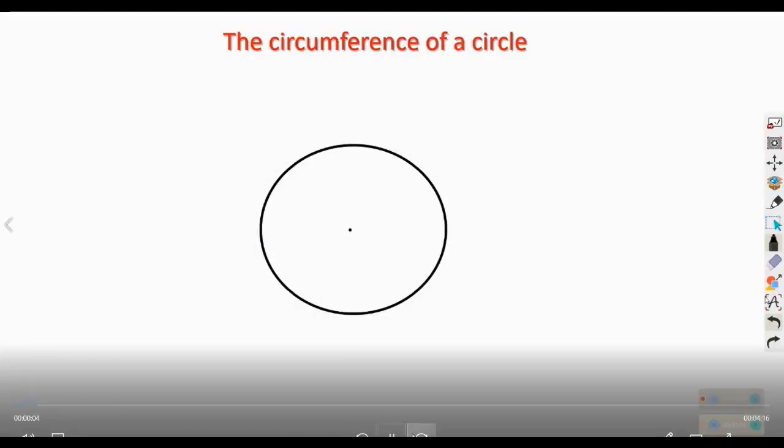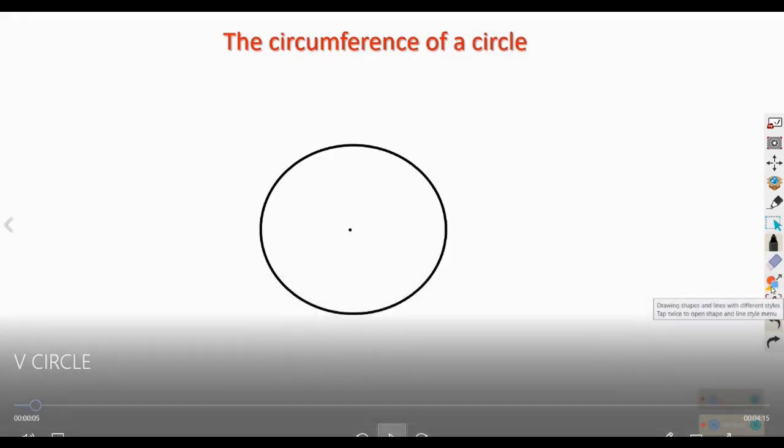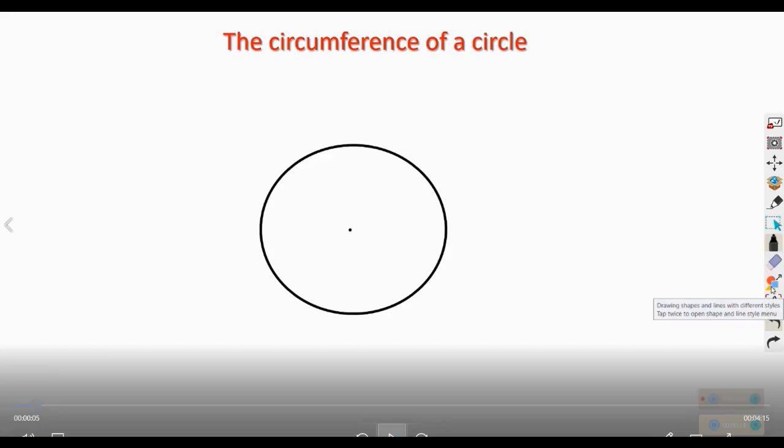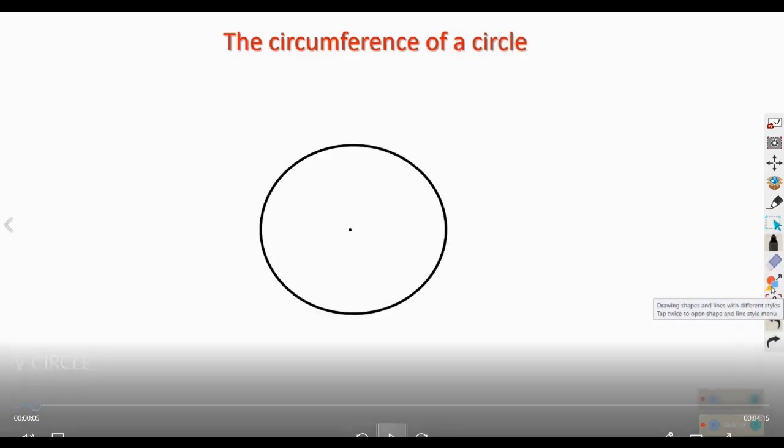Dear students, you learned about certain properties of a circle in the last video. We are going further to learn more about properties of a circle.